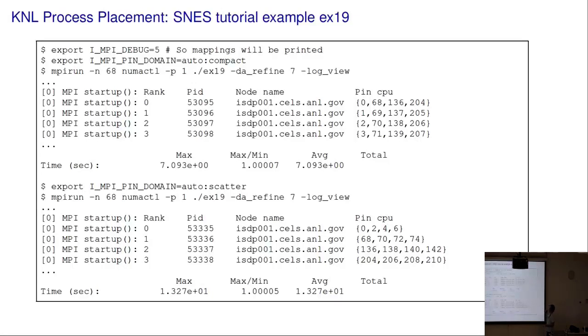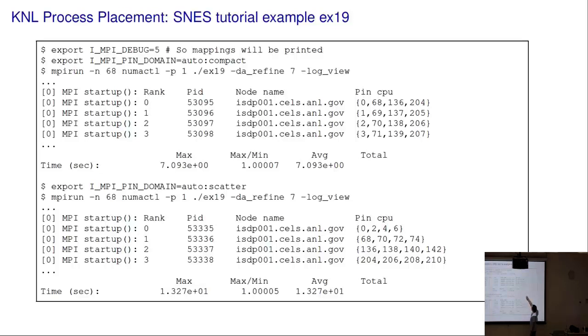But there's this compact or scatter thing that says, once I've chopped things up into these domains, in what order am I going to assign logical processors to each domain? In compact, we're trying to make all the things very close together, whereas in scatter, we're trying to make them far apart. And in this case, the compact mapping gives you almost twice the performance of the scatter mapping.